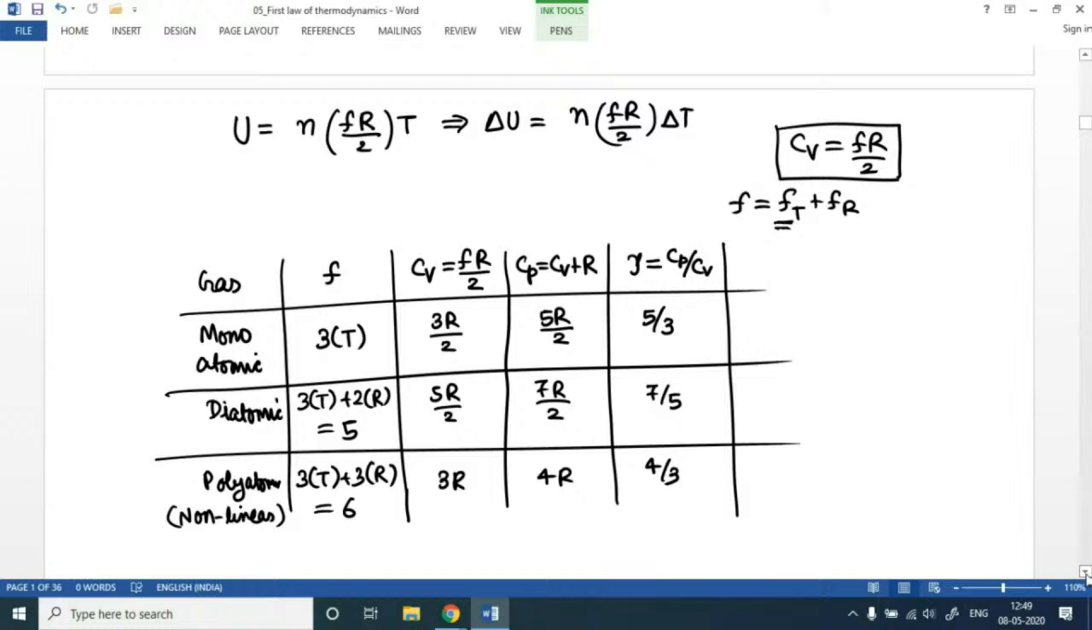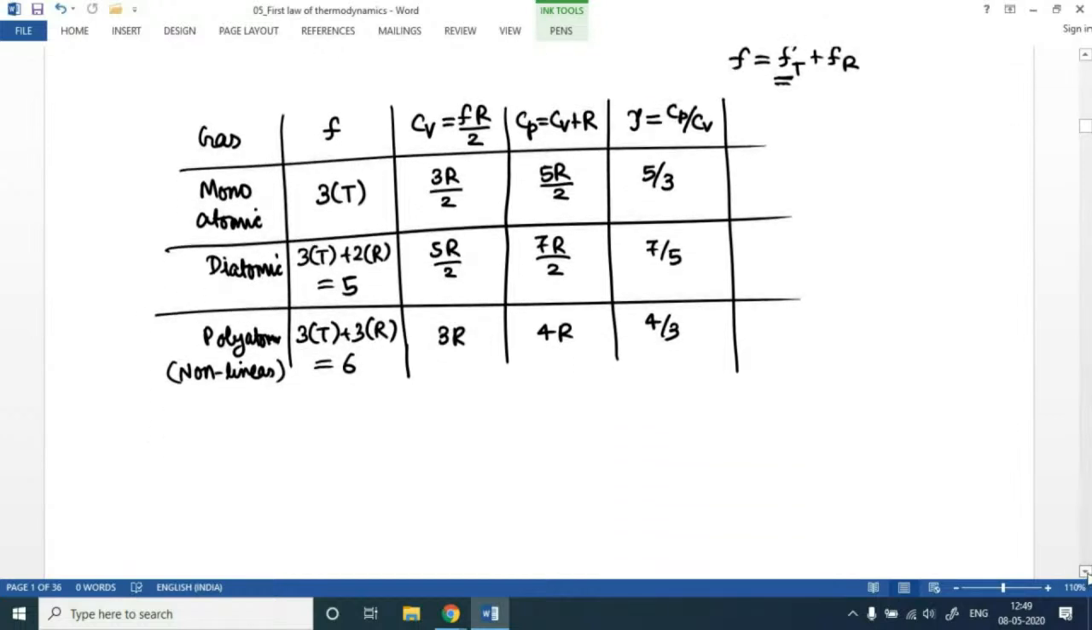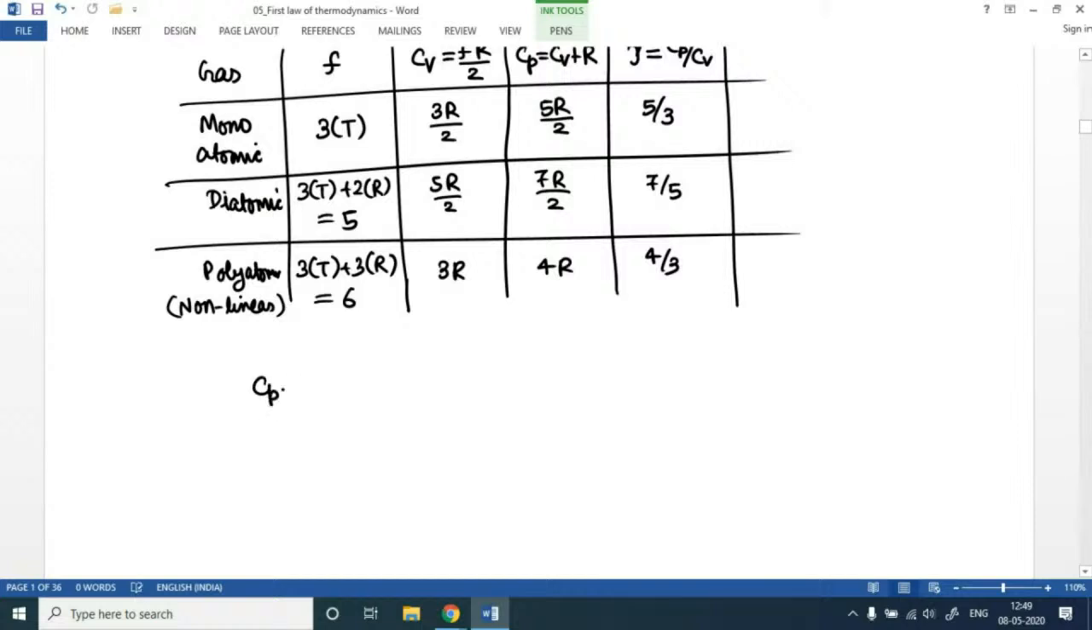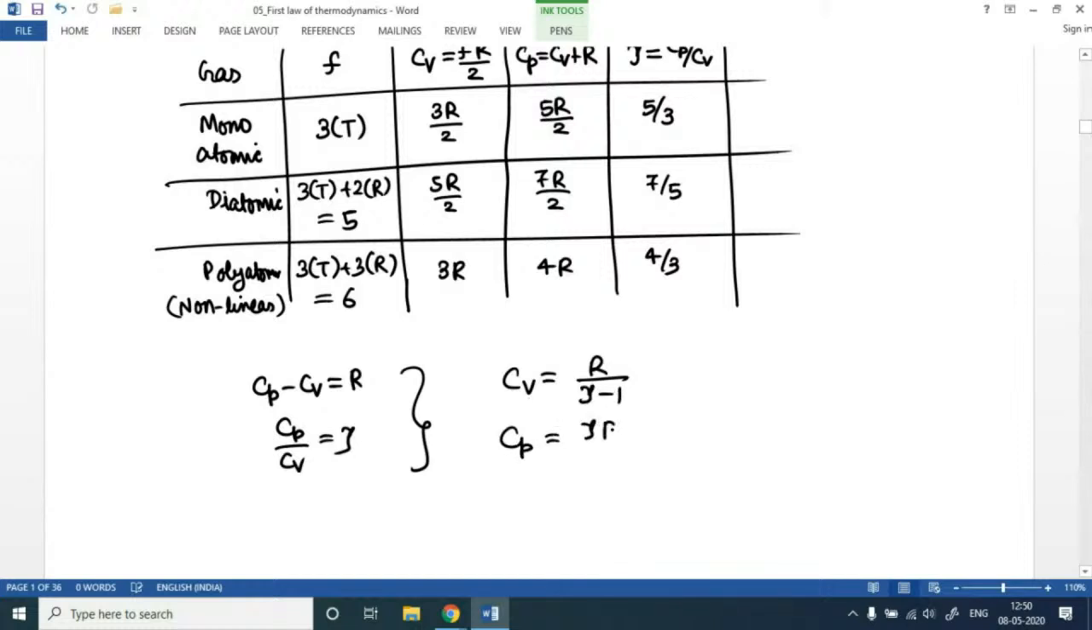Okay, so this table is very, very important, and please understand this table is for an ideal gas, that is a low density gas, or you can say we are operating at low temperature. Also, two important relationships: since we know that Cp minus Cv is equal to R, and Cp by Cv we are saying to be gamma, from these two equations we can write Cv as R upon gamma minus 1, and Cp as gamma times R upon gamma minus 1. So this is the thing.